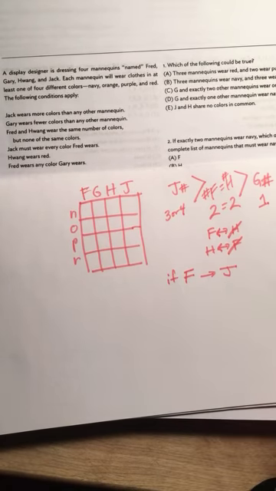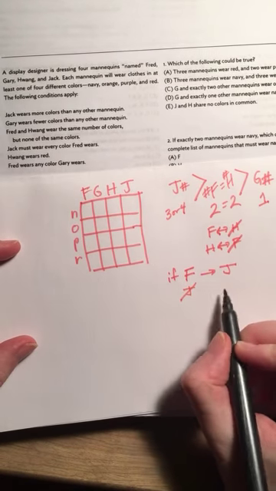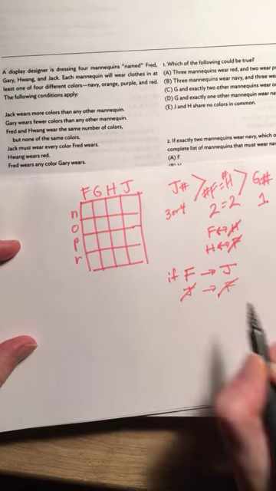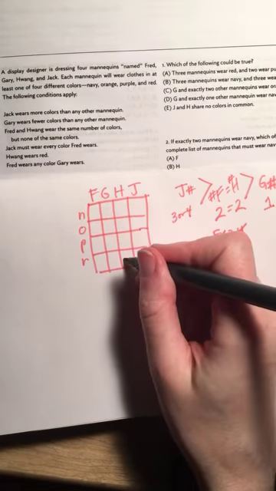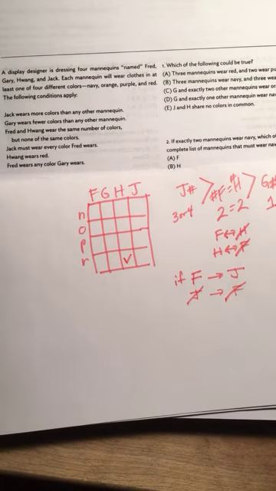Because we know that Jack wears more colors than Fred does. So if Jack wears more, then we can't have Fred wearing every color that Jack wears. If Jack doesn't wear a color, then Fred doesn't wear it. H wears red, okay. And so that means that F doesn't.